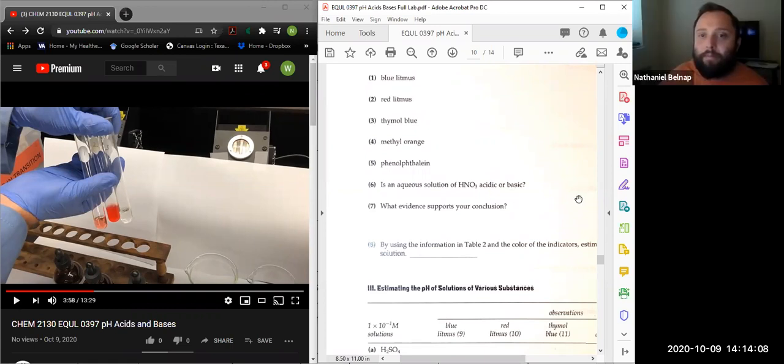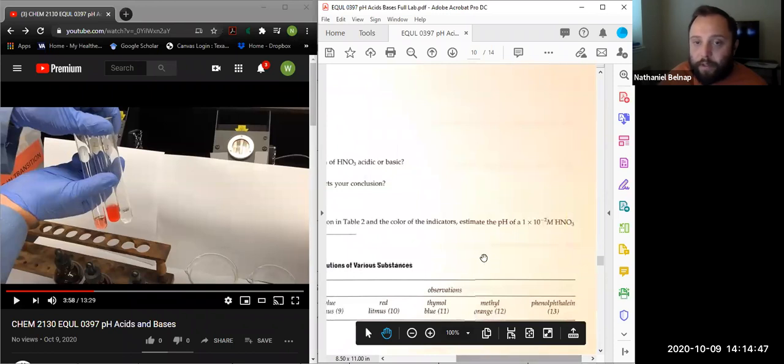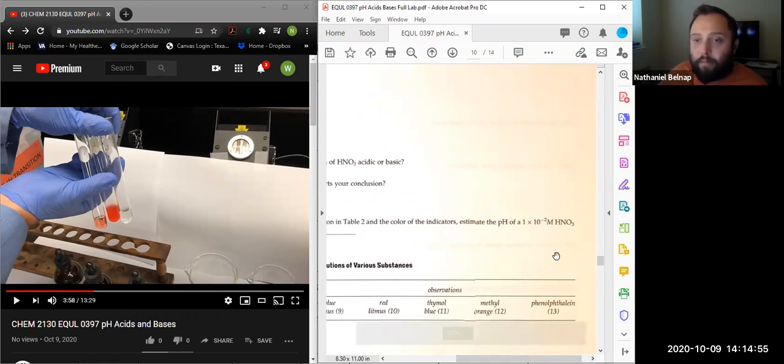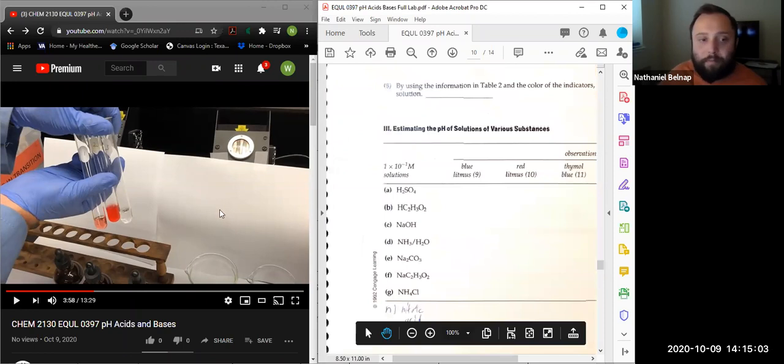Yeah, and you could also say the thymol blue turned pink. If it would have turned yellow, depending on what color methyl orange and phenolphthalein change to, you can almost definitely say it's not acidic, but you can't say whether it's basic or not. But here in this case, it didn't turn yellow, so it is acidic. Here it says, using the table 2 and the color indicators, estimate the pH of it, and that's what we just did. And we said around 2, right? Okay, so moving forward.